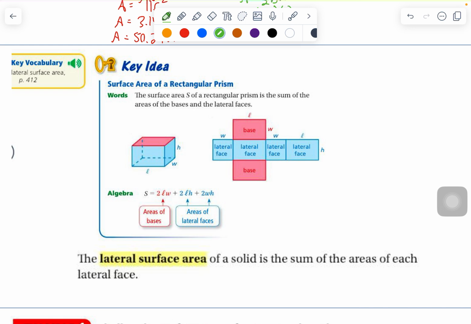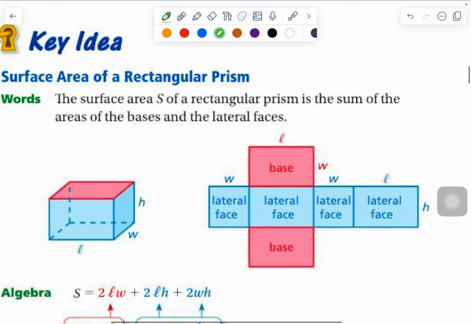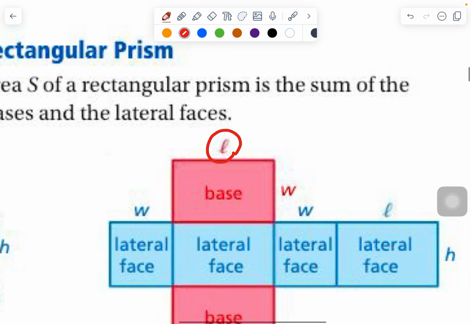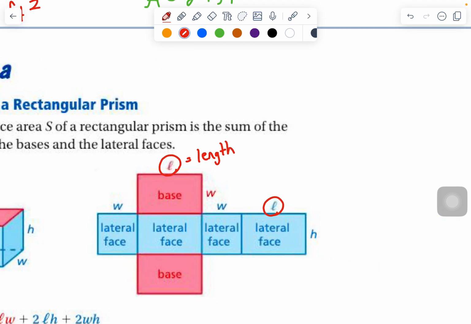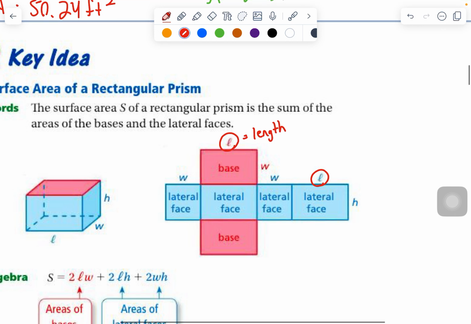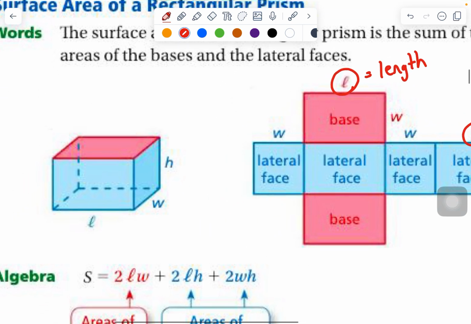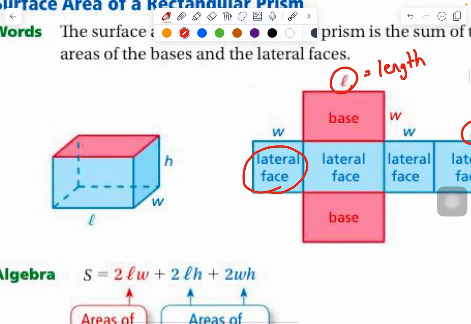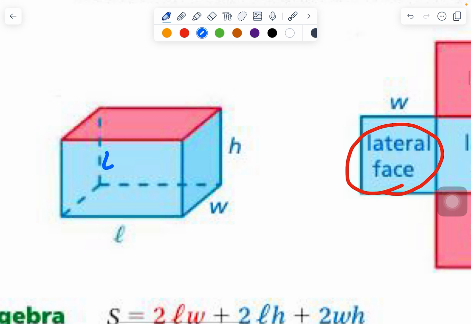A couple of maybe confusing symbols here. First off, this symbol right here, and you see it again here, that's a cursive L. What this just means is length. I know not all of you learn cursive anymore, so sometimes that symbol is confusing for kids. The other thing is this word lateral face. This is what wraps around the base. So lateral faces are what wraps around.